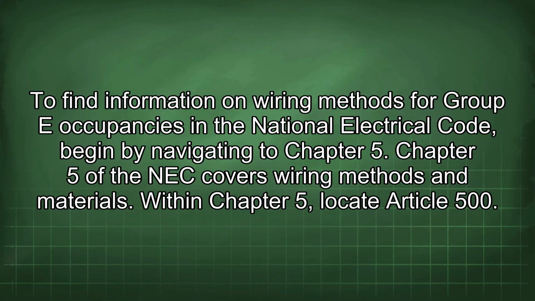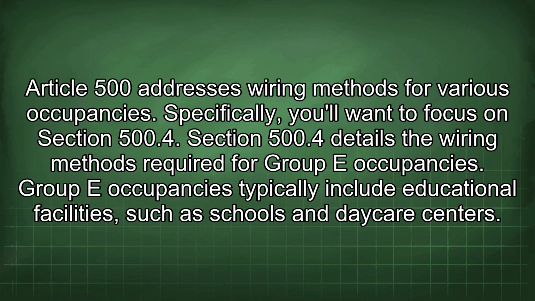To find information on wiring methods for Group B occupancies in the National Electrical Code, begin by navigating to Chapter 5. Chapter 5 of the NEC covers wiring methods and materials. Within Chapter 5, locate Article 500. Article 500 addresses wiring methods for various occupancies.